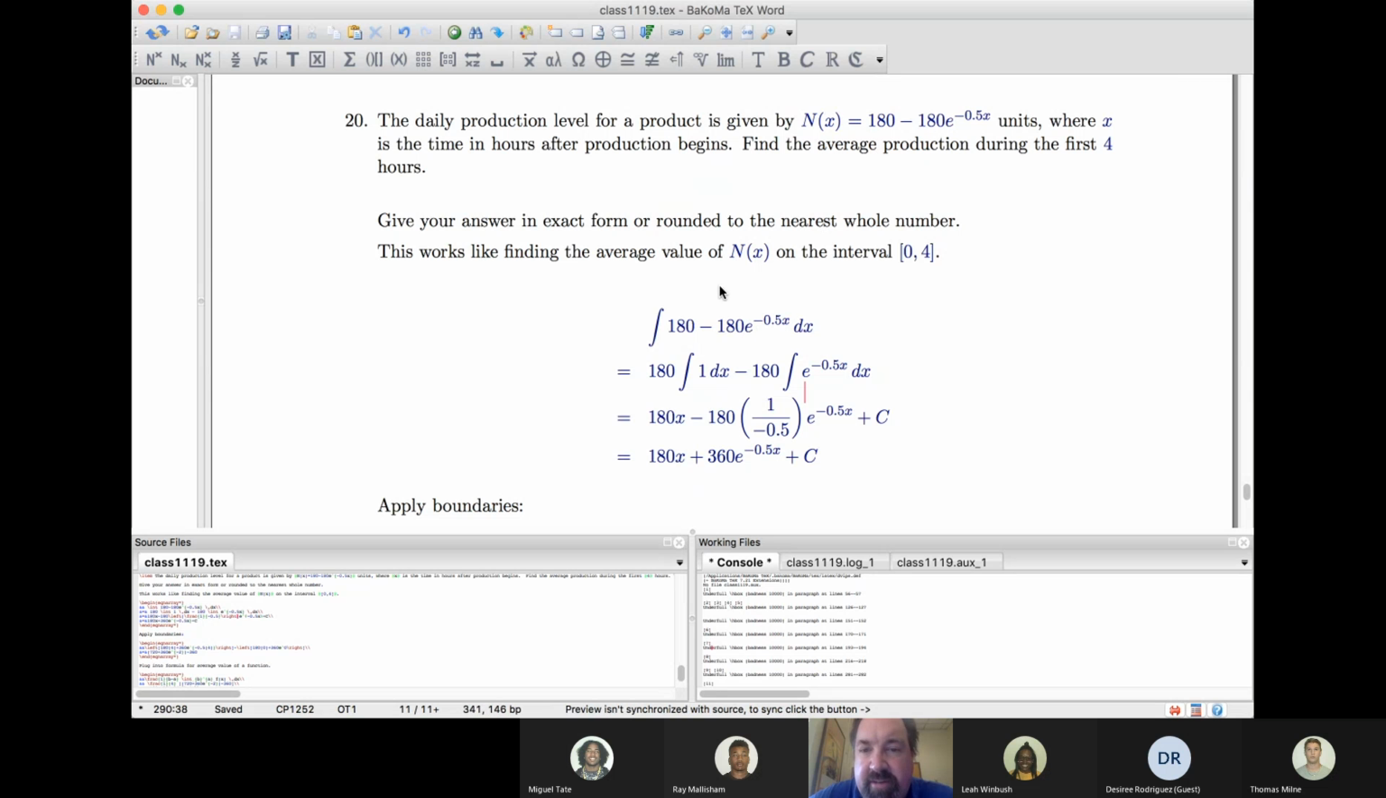We need the indefinite integral of this function first. So we have 180 times the integral of 1 minus 180 times the integral of this exponential. So then we get 180x minus 180 times the integral of this, which is itself, again, divided by the coefficient of x. That's where the 1 over minus 0.5 comes in. And then minus 180 over minus 0.5 happens to be 360. So here we have our indefinite integral.